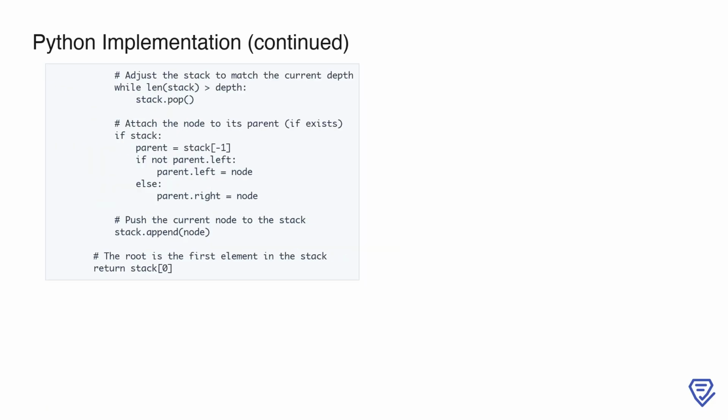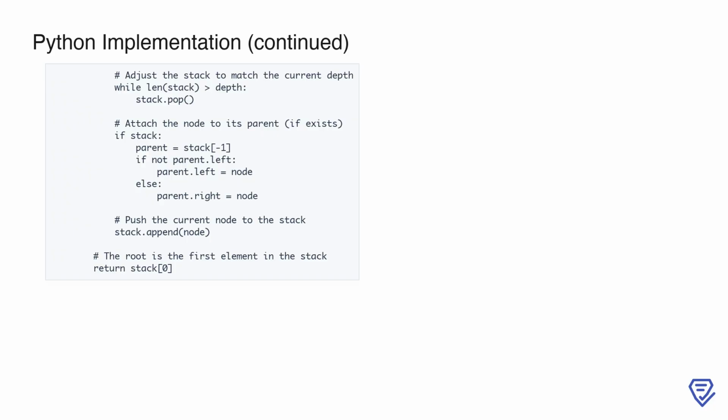Now we adjust the stack to reflect the current depth. If the stack has more nodes than the current depth, we pop nodes from the stack to backtrack until the stack matches the current depth. This ensures the top of the stack always corresponds to the parent node for the current depth.